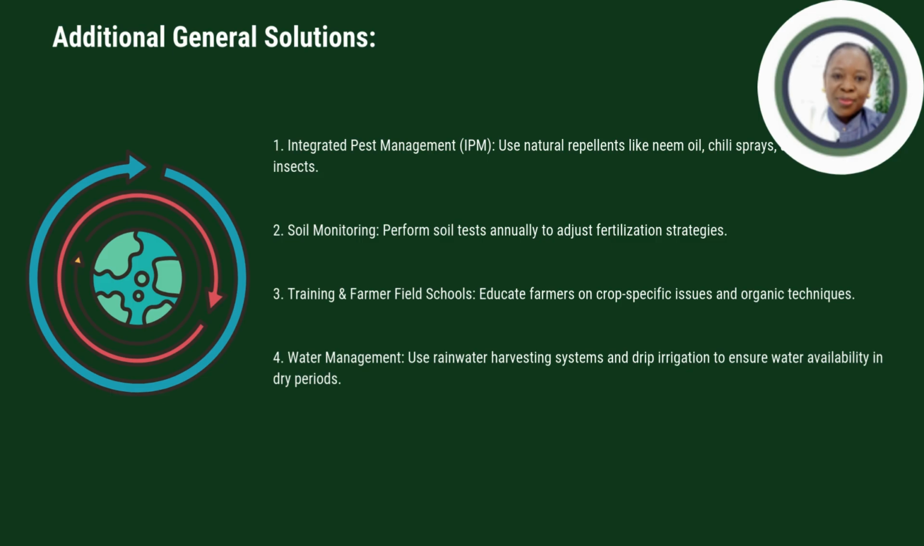Additional general solutions: One. Integrated pest management (IPM). Use natural repellents like neem oil, chili sprays and beneficial insects. Two. Soil monitoring. Perform soil tests annually to adjust fertilization strategies. Three. Training and farmer field schools. Educate farmers on crop-specific issues and organic techniques. Four. Water management. Use rainwater harvesting systems and drip irrigation to ensure water availability in dry periods.